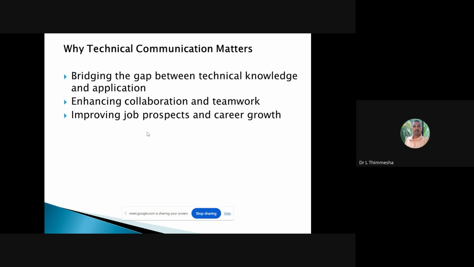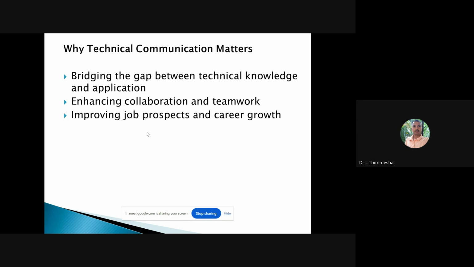In communication, there are various types of communication. Even I myself have written a book on technical communication. I have written a book on functional English. See, the title has its own sanctity in the communication cycle, where technical communication matters because it bridges the gap between technical knowledge and application.